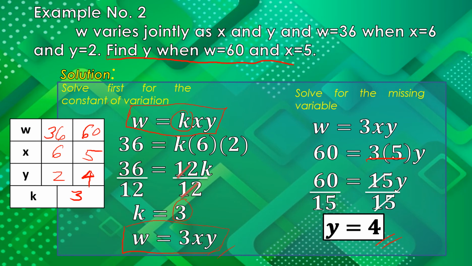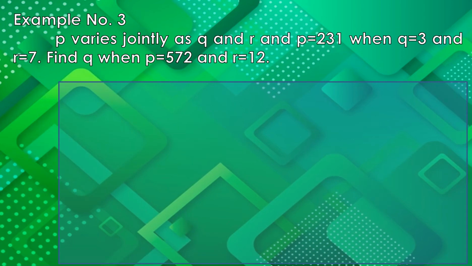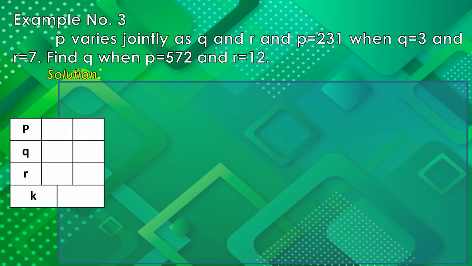Next, example number 3. P varies jointly as Q and R, and P equals 231 when Q equals 3 and R equals 7. Find Q when P equals 572 and R equals 12. So, from that, lagay natin yung ating given. We have 231 na P, and then ang Q daw natin is 3, and then ang R natin is 7.